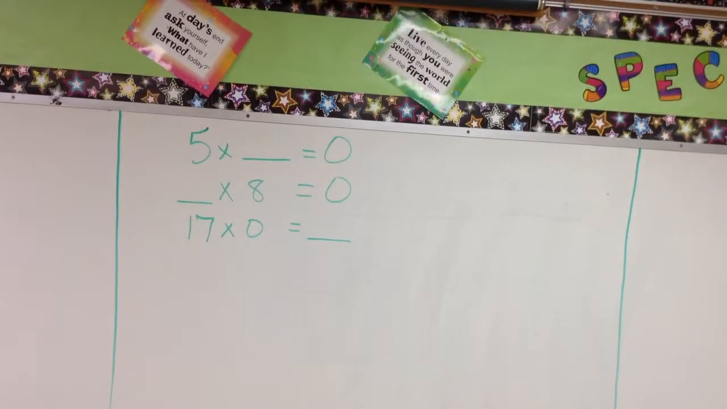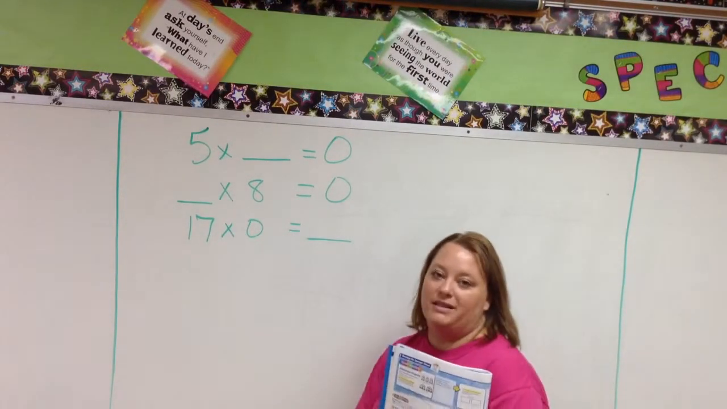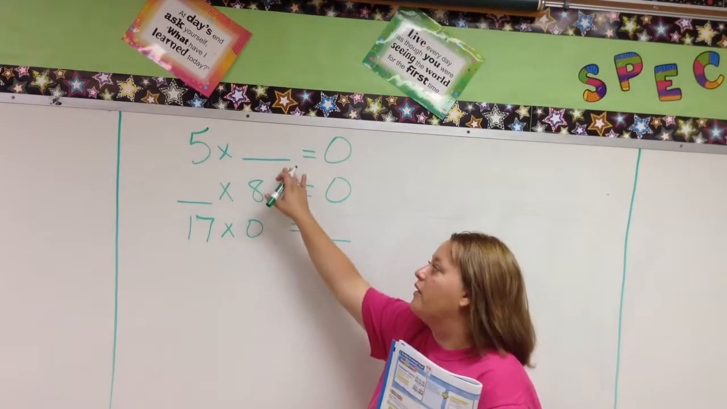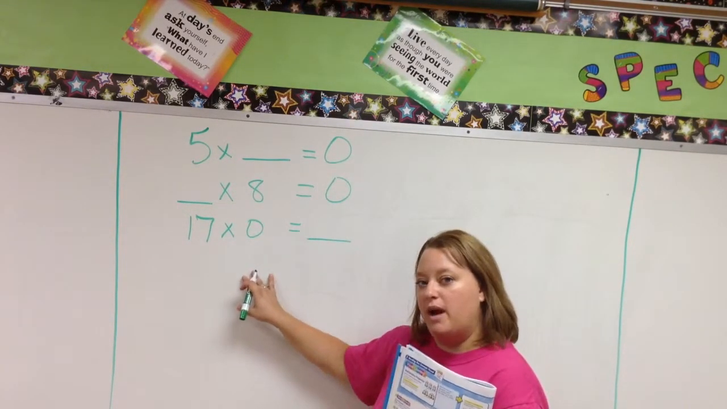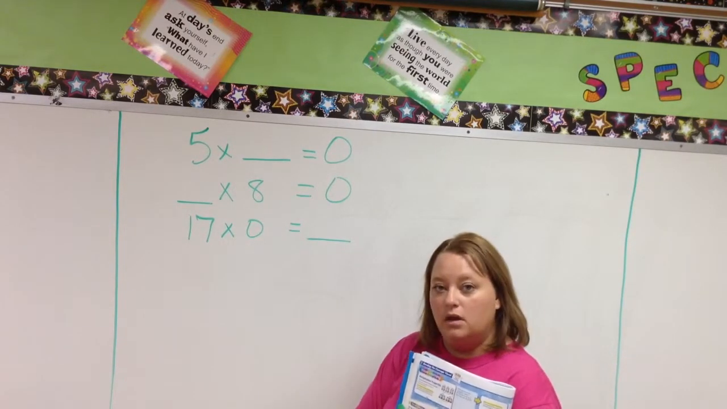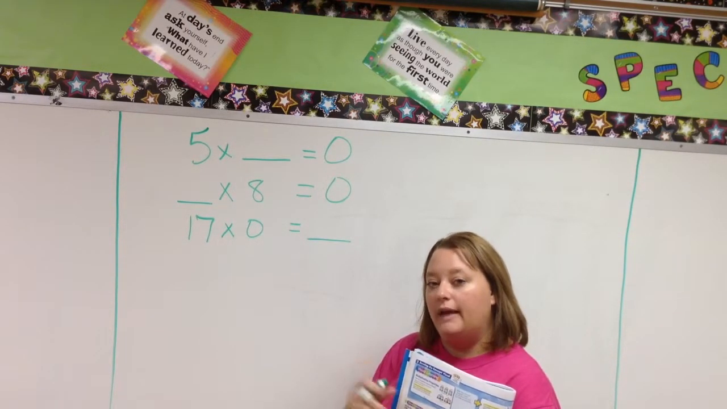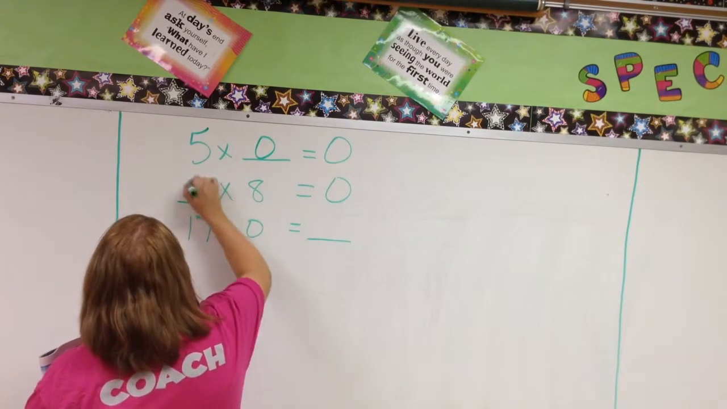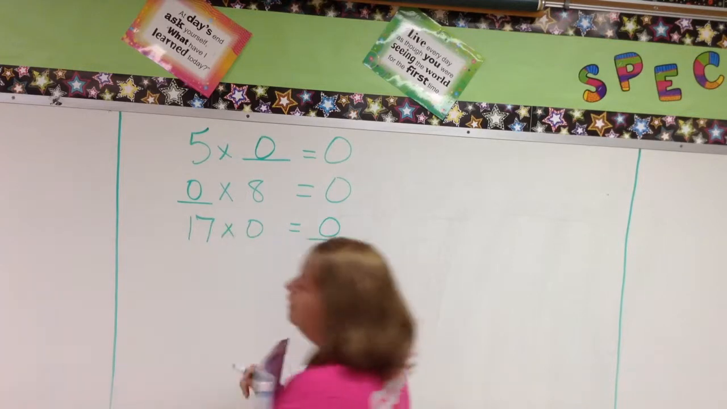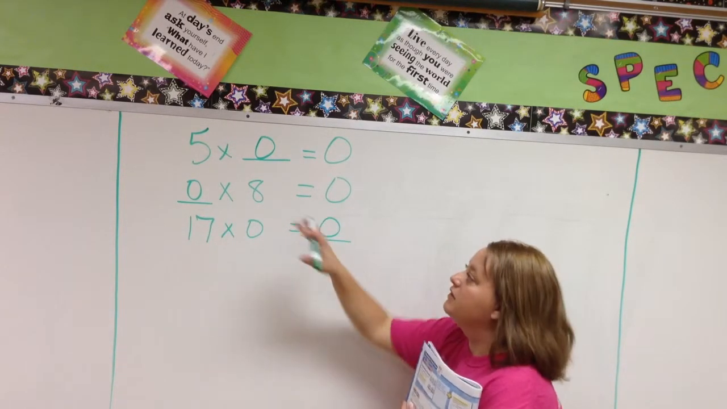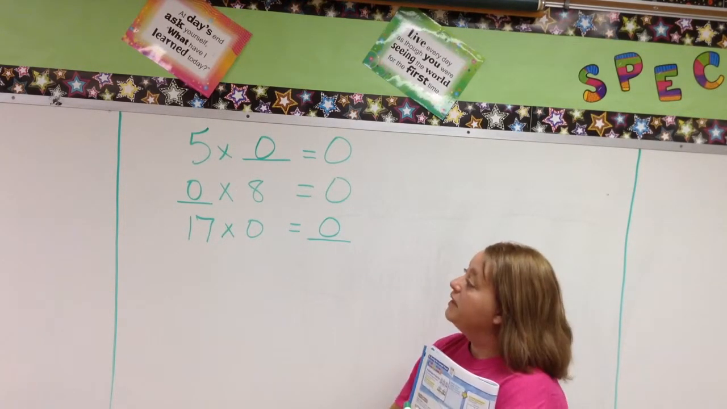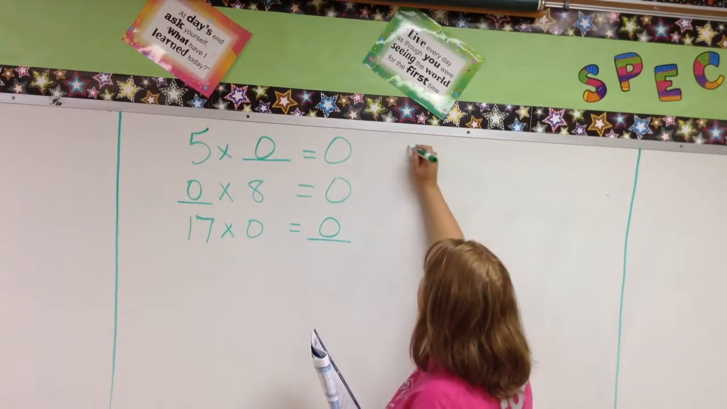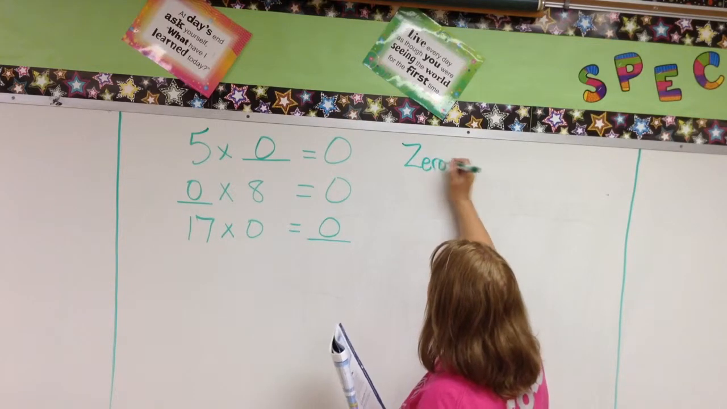In your notebook, I want you to write down these 3 number sentences and push pause to solve them. Write down all 3 of these on your same page that you've been writing notes on, and push pause. Go ahead and solve them, and then push play again. In all 3 of these number sentences, 5 times 0 is 0, 0 times 8 is 0, and 17 times 0 is 0. This is called the zero property.